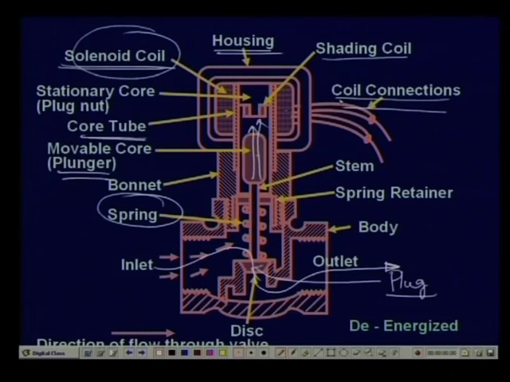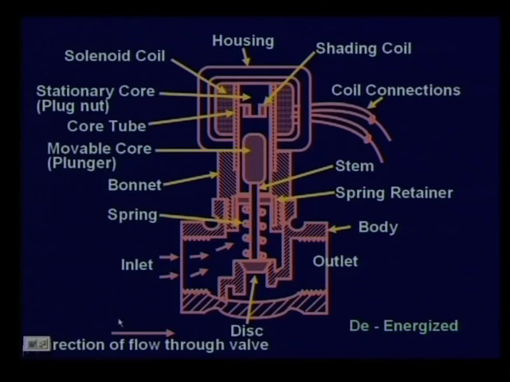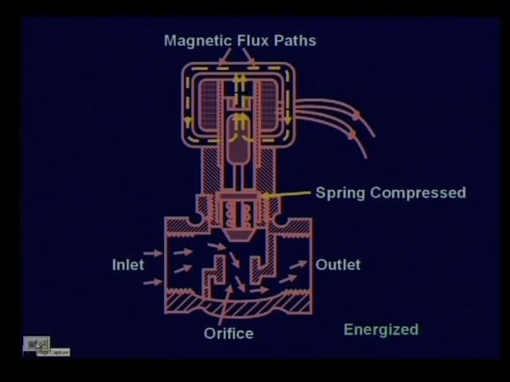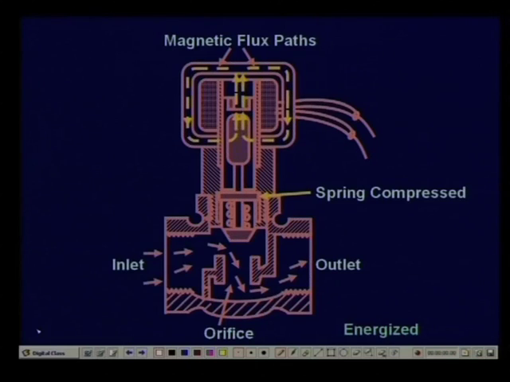What happens is that when the coil is de-energized, the spring will push and keep the valve closed. On the other hand, when this is energized, the flux flows as shown and pulls the plunger up. When the plunger is pulled up, the spring is compressed, the opening is open and the fluid flows. So, this is the way a solenoid actuator works.